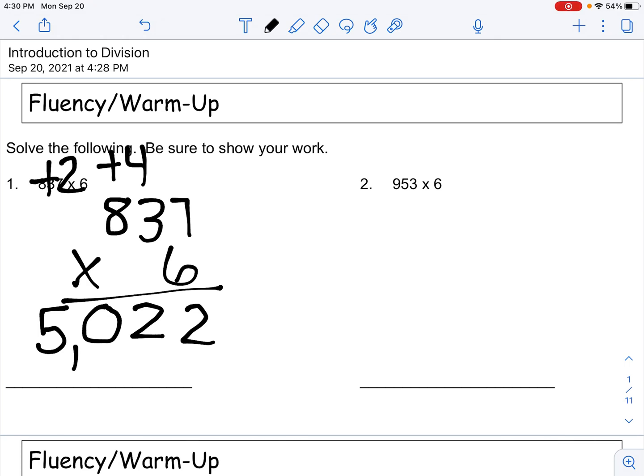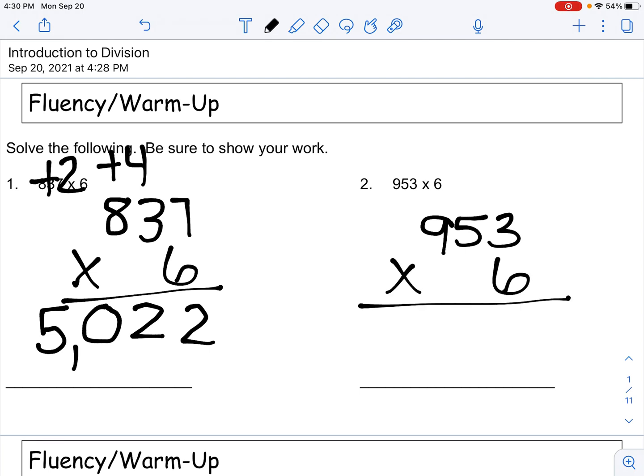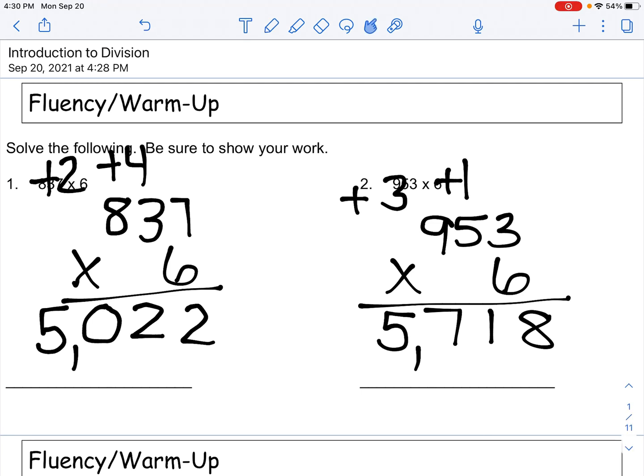And then we're going to do 953 times 6. 6 times 3 is 18, carry my 1. 6 times 5 is 30, plus 1 is 31. 6 times 9 is 54, plus 3 is 57. So 5,718. Again, if you need to hit pause, go ahead and hit pause.